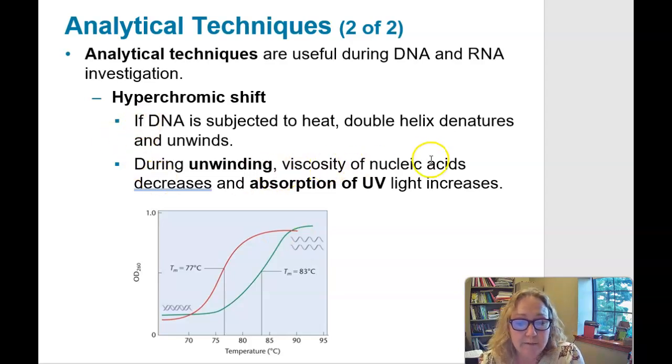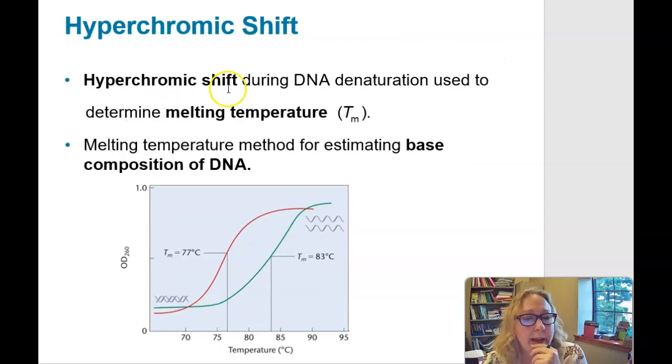During this unwinding, the viscosity of the nucleic acid decreases, and its ability to absorb UV light also increases. A hyperchromic shift during DNA denaturization is used to determine the melting temperature, and the melting temperature is a method for estimating base composition of DNA. So that's how we know how many bases it has.